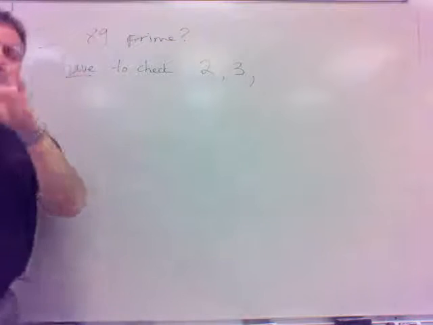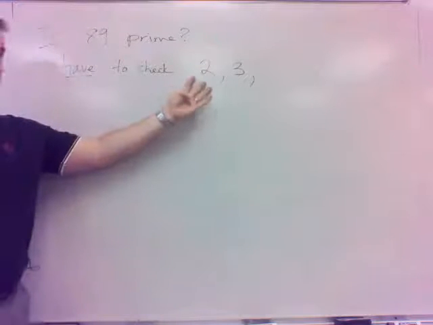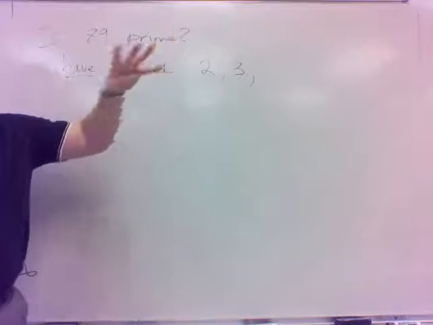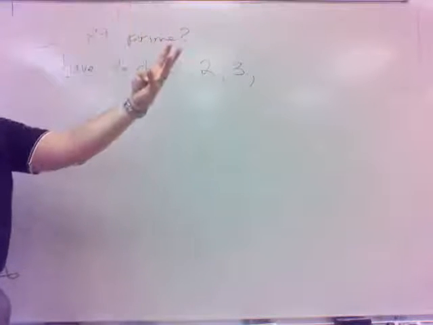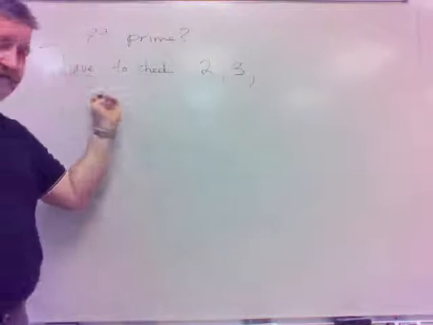Now, do I have to check 4? Is 4 going to be a factor here? How do I already know 4 is not a factor here? Because 2 is not a factor, 4 is not a factor. If 2 isn't a factor, then 4 certainly isn't. So there's no need to check 4 here, because I already know it's not a factor because 2 is not a factor. So I'm not going to write 4 as a have-to-check number.